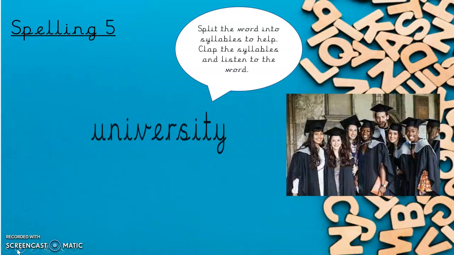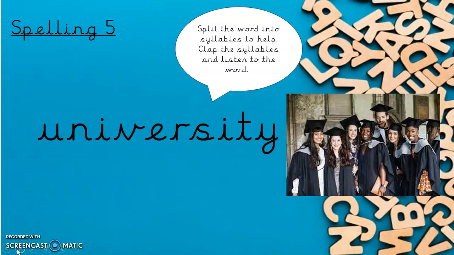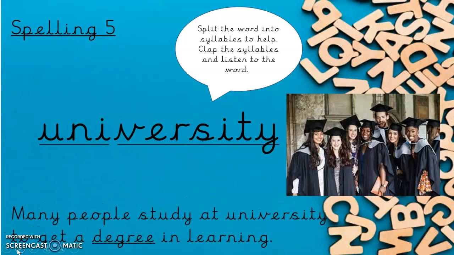Spelling five, can you read it? University. Uni, versity. No words within words here, but we can use our sounds. So we've got the word family U-N-I and then versity. And we're not spelling it as in city like a town, but we're doing it with an S instead of a C. Our sentence says, many people study at university to get a degree in learning. I'm sure lots of you will.